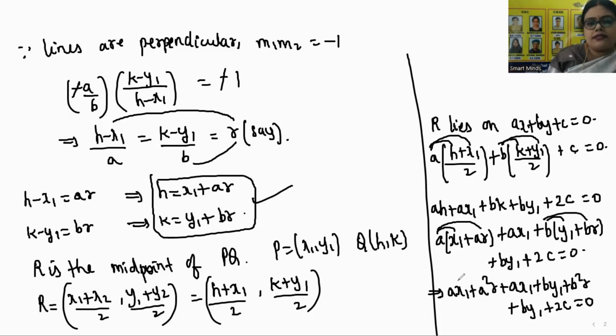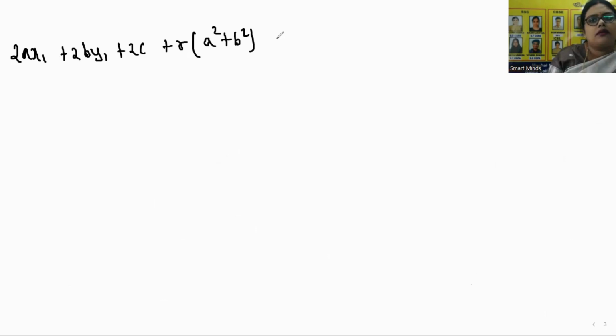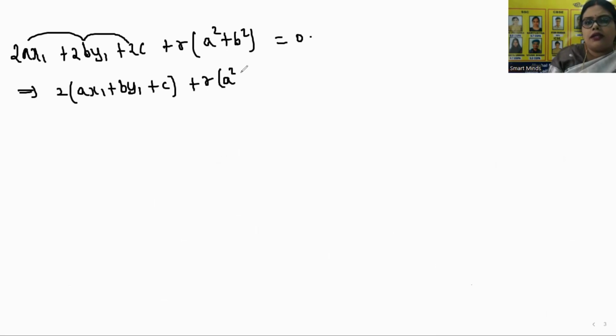Now we will simplify this. AX1 plus AX1 is 2AX1. BY1 plus BY1 is 2BY1. So we will get 2AX1 plus 2BY1 plus 2C plus R, if I take common, (A square plus B square) is equal to 0. Now from these three terms, I will take 2 common. If I take 2 common, I will get 2 into (AX1 plus BY1 plus C) plus R into (A square plus B square) is equal to 0.